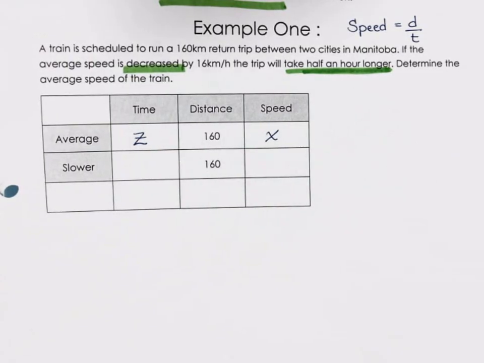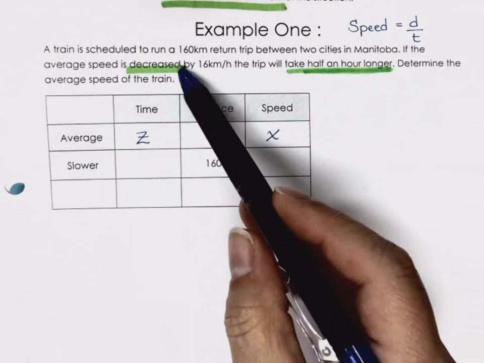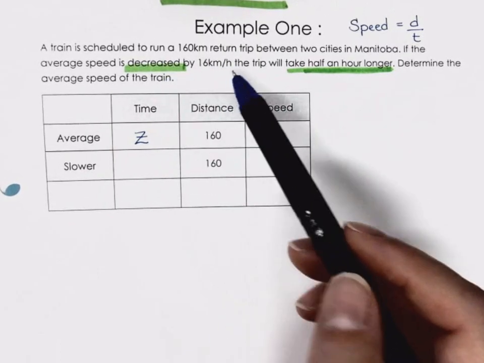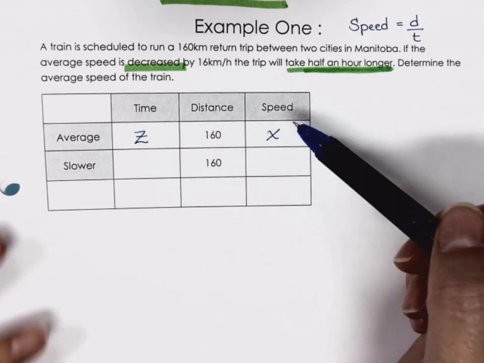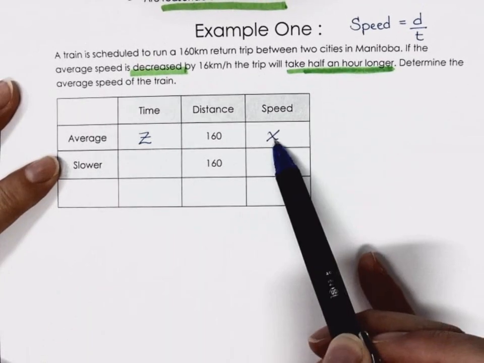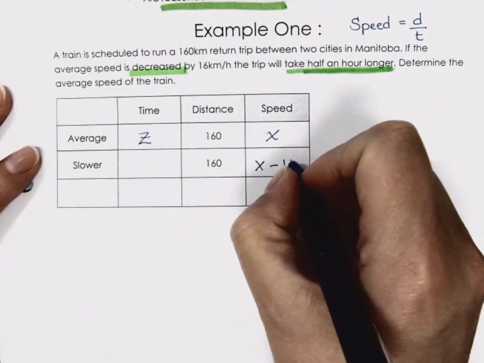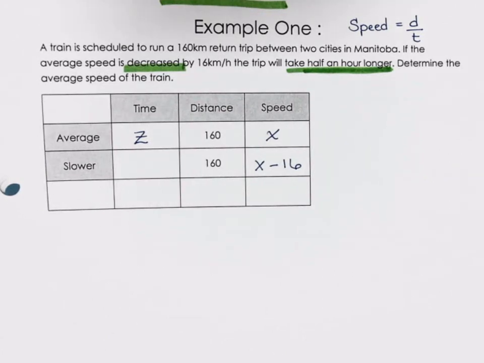Okay, so now it tells us something. If the average speed, you told me the average speed was X, is decreased by 16 kilometers per hour, what am I doing with this decrease of 16? I'm subtracting 16, right? Because the speed was X, so this is going to be X minus 16. Does that make sense to everybody? Okay, brilliant.